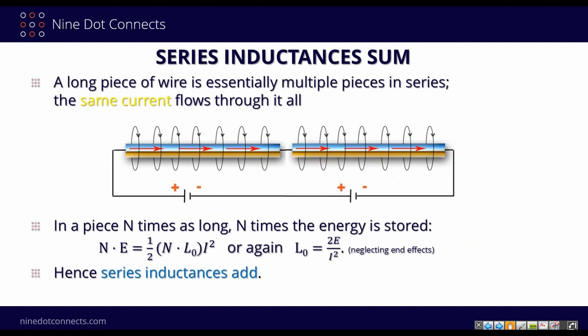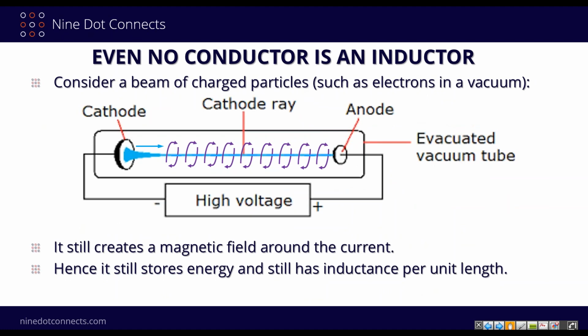Even no conductor is an inductor. That should be a strange one for you to think about, but let's suppose you have no conductor. Take a cathode ray tube, put a high voltage to it, and you emit electrons, and they fly over and hit the anode. All right, you have a current flowing. Guess what? That creates a magnetic field. In the magnetic field, it's storing energy. There's a current, there's a magnetic field, therefore there is an inductance to it. Hence, even no conductor is an inductor.